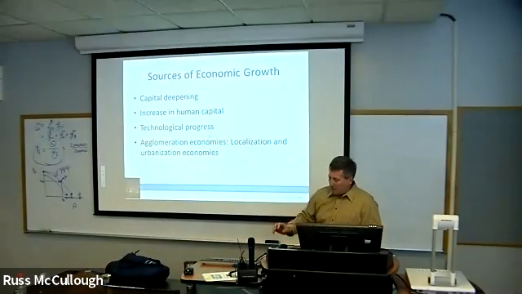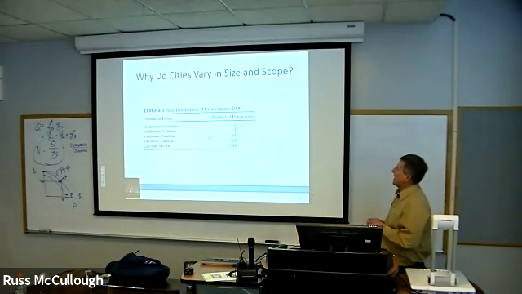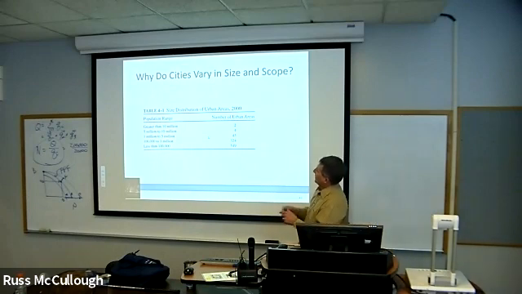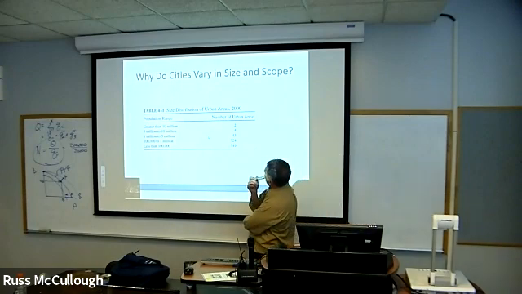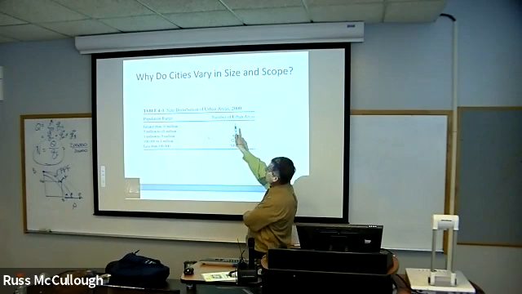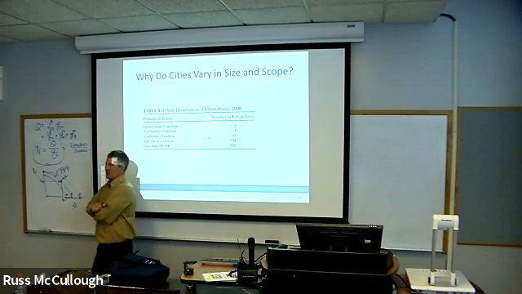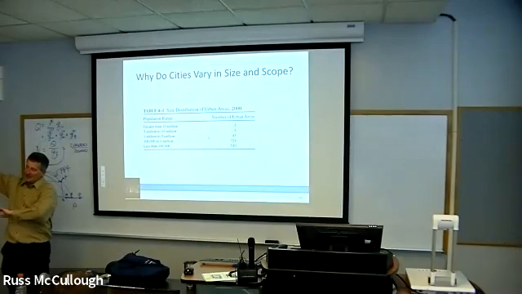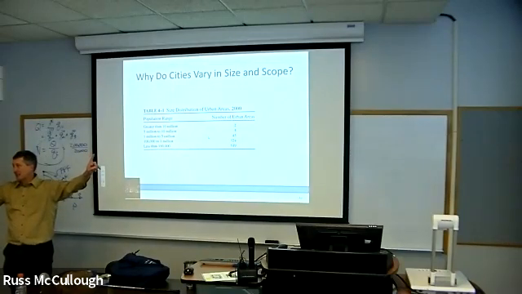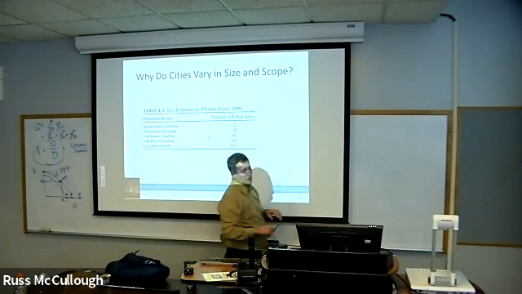All right. So why do cities vary in size and scope? This is the distribution from 2000, from a while back. Population greater than 10 million: this is the United States, so what two cities are we talking about? New York City, bingo. Los Angeles, that's it. Cities over 10 million, those two.